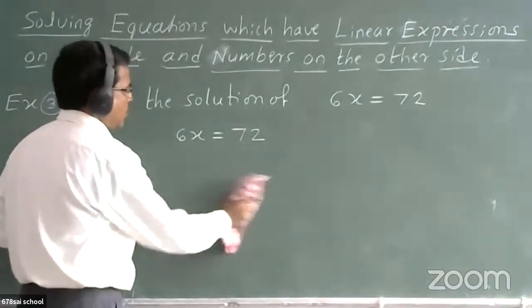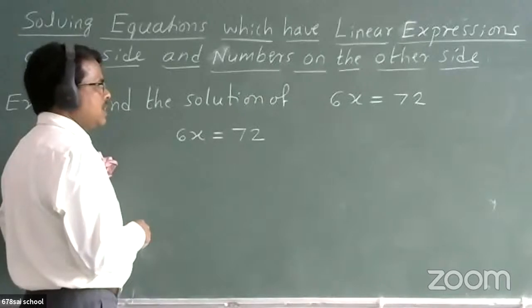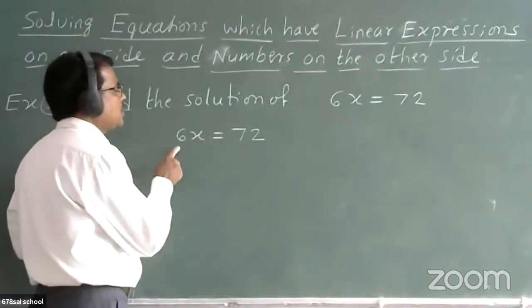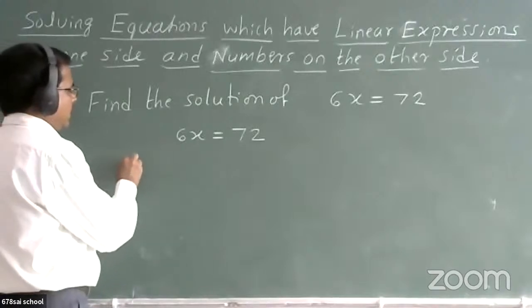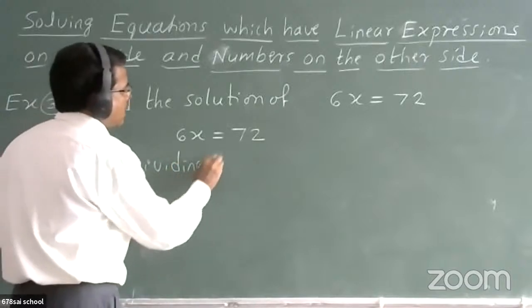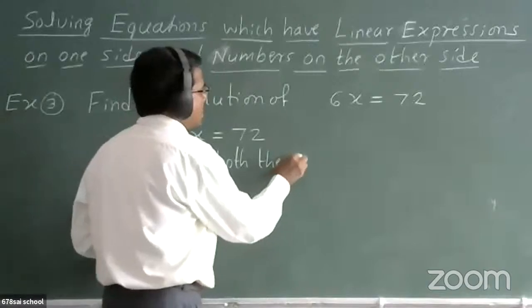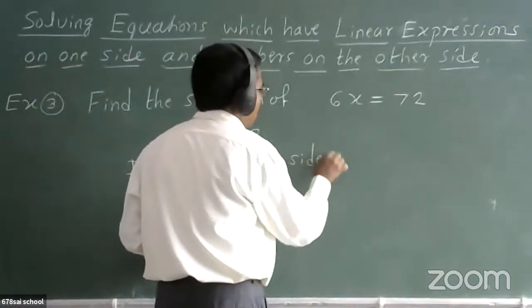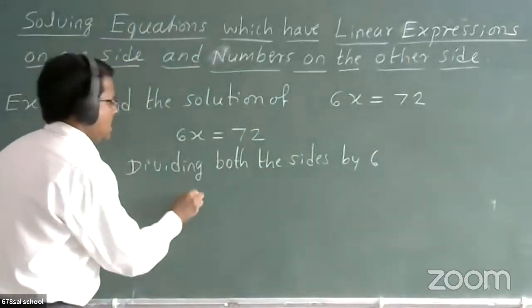No. Sir, answer is 12. Directly you have done. That's correct. But what we should do here? Dividing both the sides by 6. Now I will divide both sides by 6.